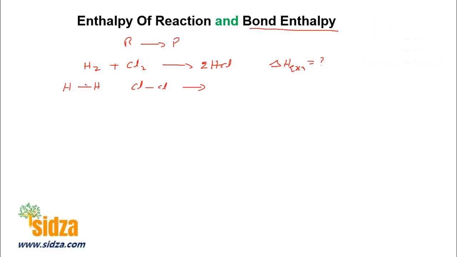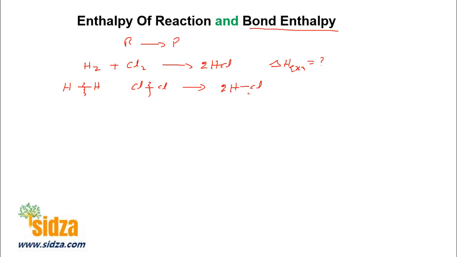We know that bond breaking is an endothermic step. So if you have to break the bonds here, you need energy that will be equal to the bond dissociation energy of hydrogen. And similarly, you have to break the bond between the chlorine atoms. And after that, what's going to happen? Hydrogen and chlorine will form the bonds. So you get 2 moles of hydrochloric acid.